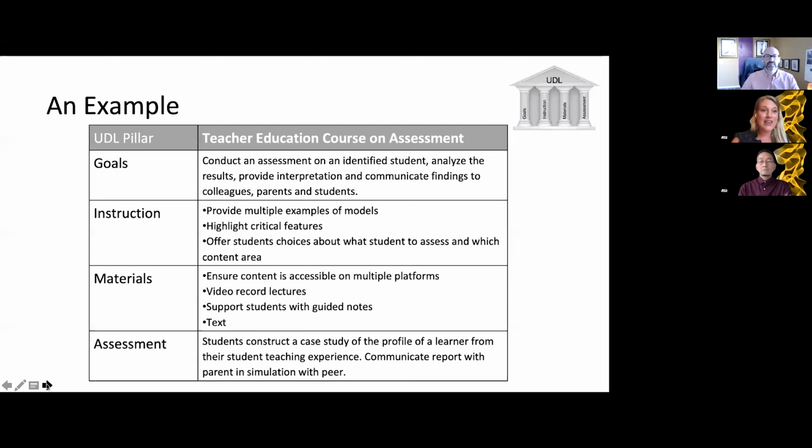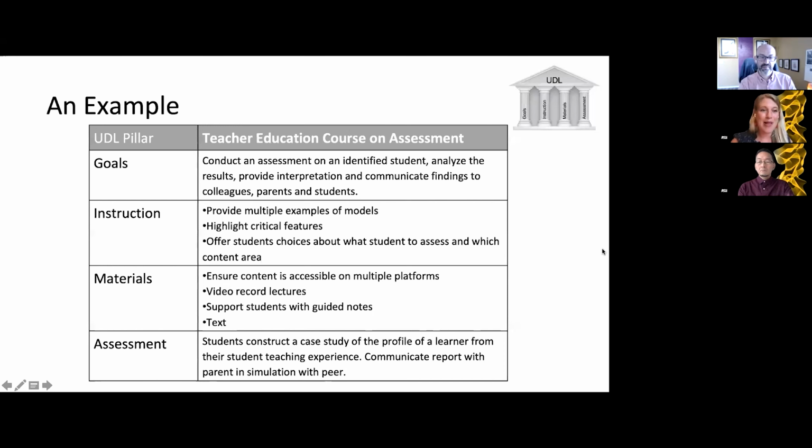Another way that I have them demonstrate what they know is they have to talk about it. So now they've written it down. They work with a different peer and they simulate a parent-teacher conference where they relay the information garnered from the assessment and the analysis to a parent of the potential student.